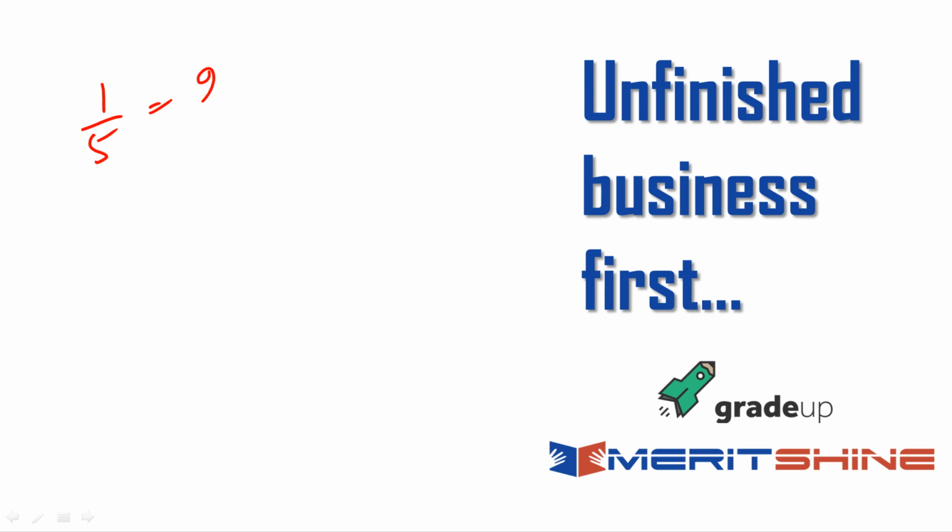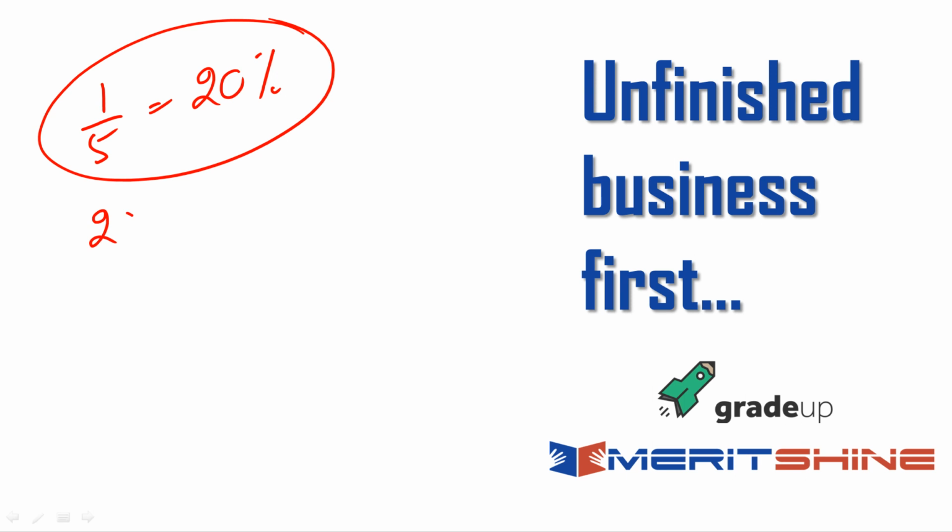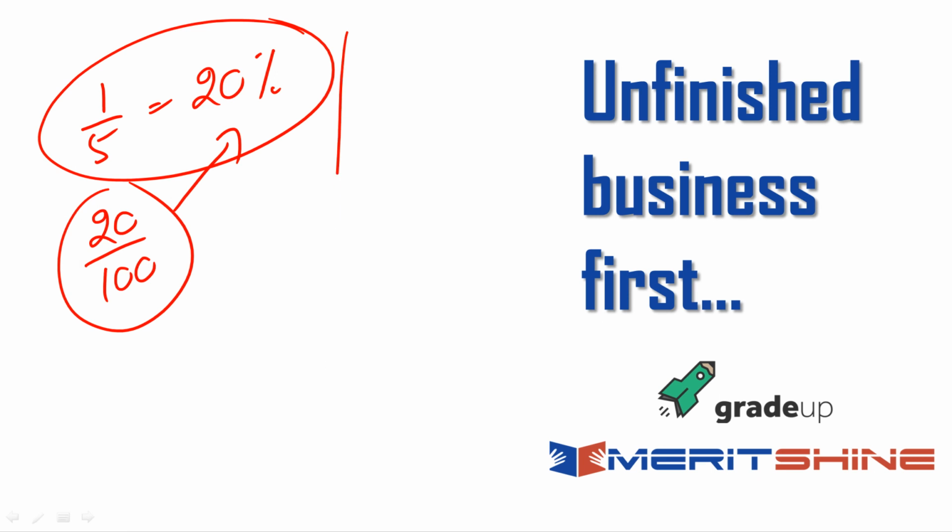So I was saying that 1 by 5. What is 1 by 5? It is 20%. We can write this as 20 by 100 as well. This is again 20%. So all of you understand that this is not a problem with anybody. 1 by 5 is 20%, 20 by 100 is also 20%. This is reciprocals.